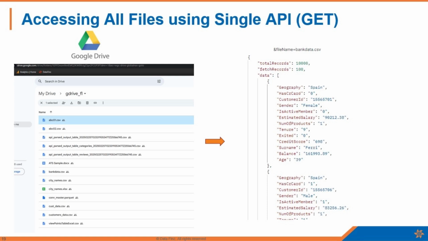This approach simplifies file retrieval by consolidating access to various file formats through one unified API request, eliminating the need for multiple endpoints. In this demo, we'll showcase how DataFinz connects to Google Drive, retrieves all files from a specified directory, and exposes them as a single REST API.